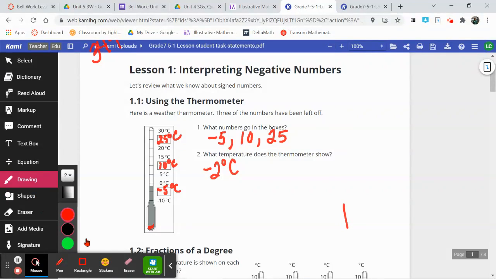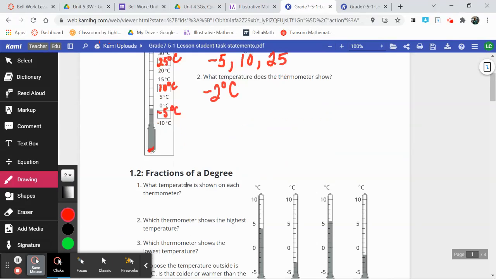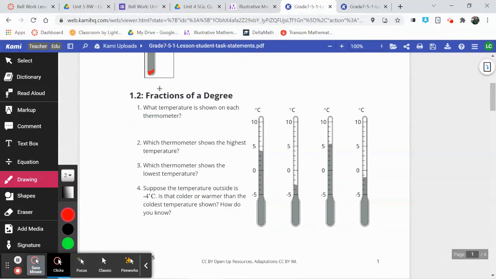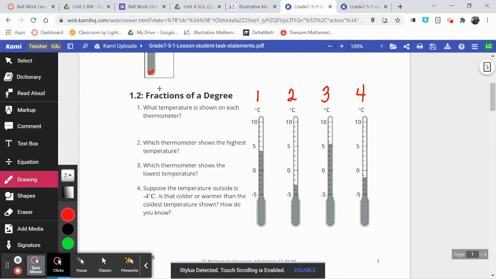Okay? I like my drawing better than this one. All right. So off we go. We're scrolling on down. All right. This is going to be on page 350. And yours looks a little different than mine. I wish mine looked exactly the same as yours, but alas, it does not. So we have 4 thermometers: thermometer 1, thermometer 2, thermometer 3, and thermometer 4. And it is asking us what temperature is shown on each thermometer.